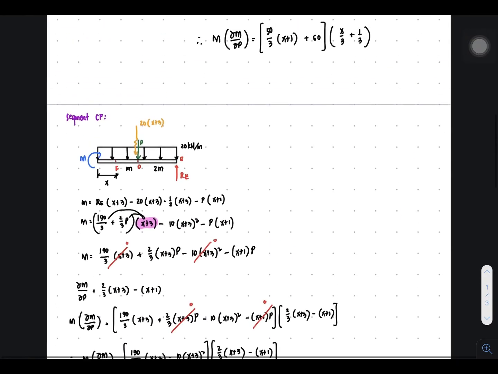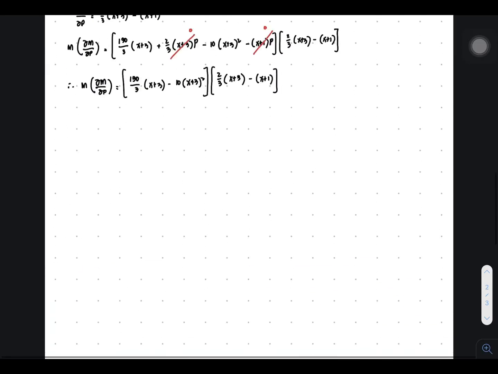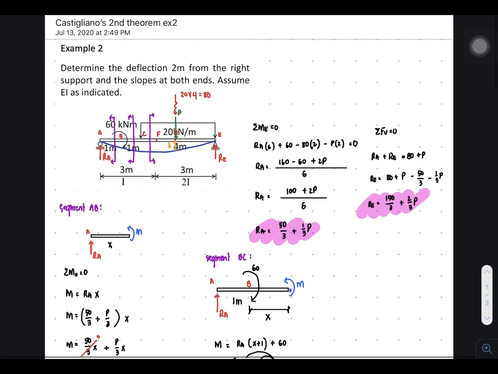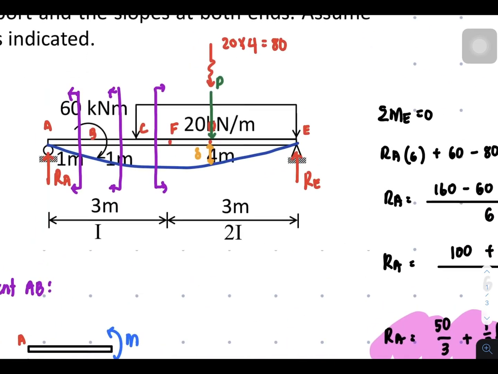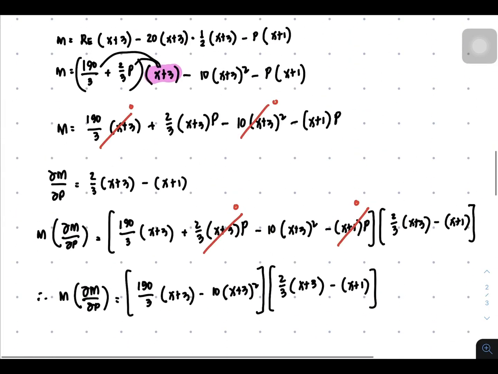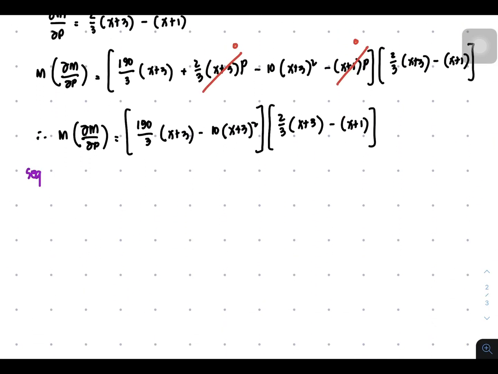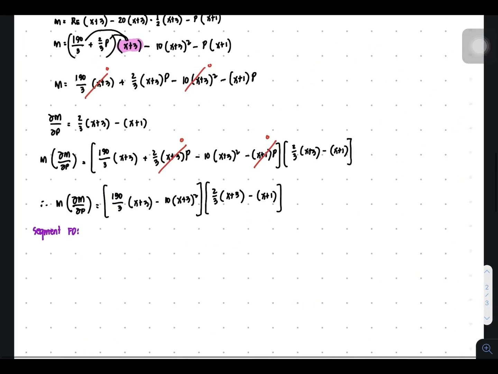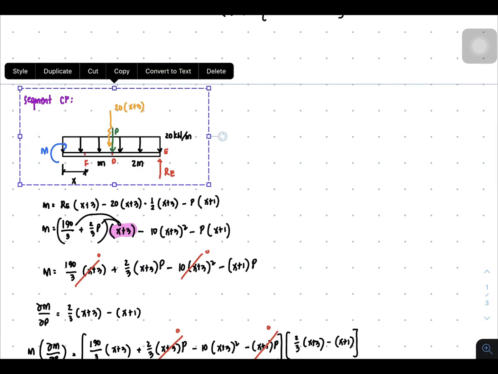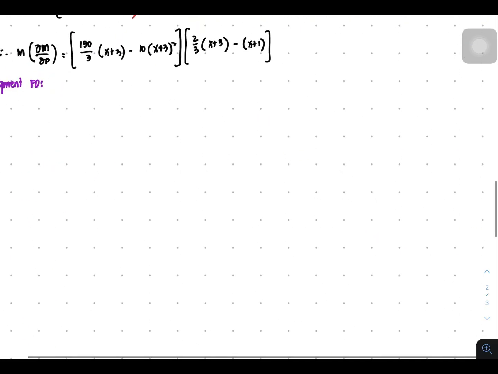So that is the segment CF. Let us continue with the segment FD. For segment FD, we're going to cut this portion and consider the right side. So FD. So here, segment FD. And for segment FD, I'll just need to copy this because I'll be needing that here.